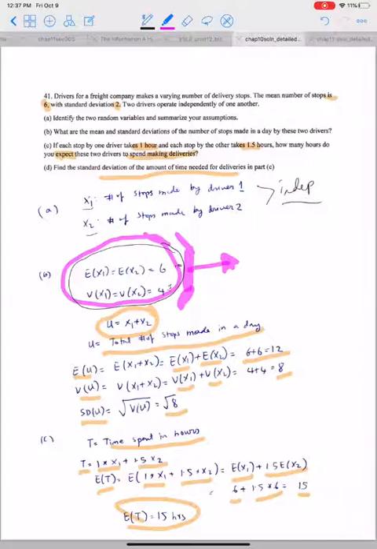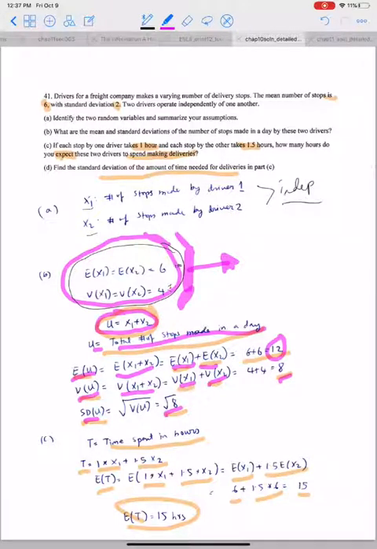So now consider the random variable U, which is X1 plus X2. U is the total number of stops made in a day. So the expected value of U is the expected value of X1 plus X2, which is the expected value of X1 plus the expected value of X2, which gives me 12. And the variance is the sum of the individual variances because they were independent, which is equal to 8. Standard deviation is the square root of variance.